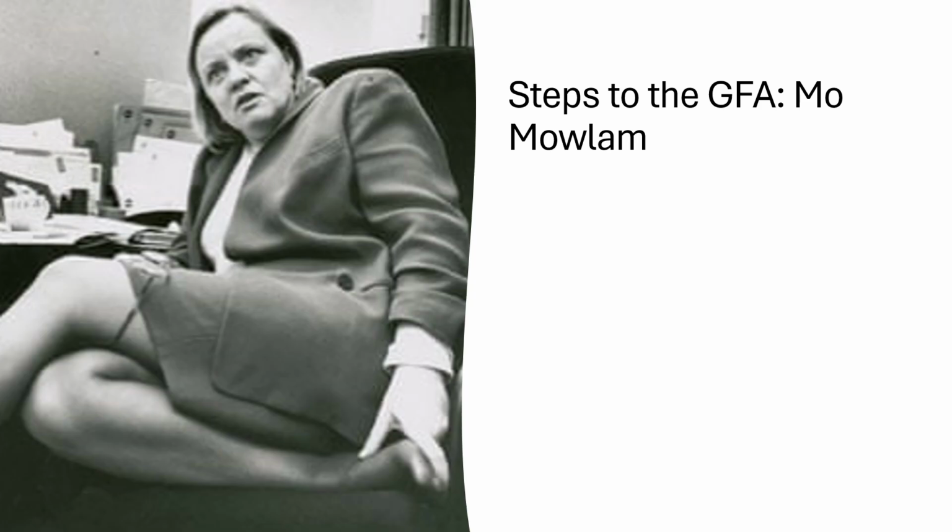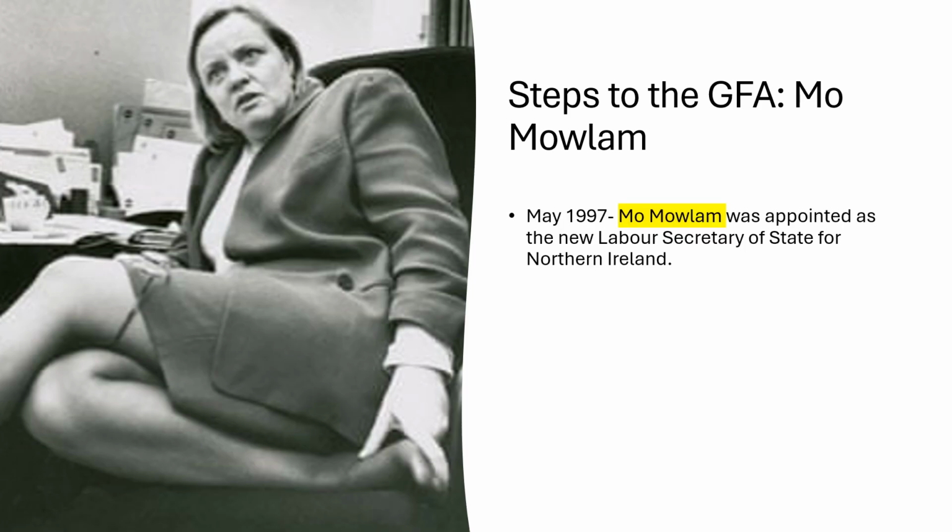Another significant step towards the Good Friday Agreement, and one that is often overlooked, is the appointment of Mo Mowlam as the Secretary of State for Northern Ireland. That is, of course, as you remember from direct rule, the British Cabinet Minister responsible for overseeing Northern Ireland. When New Labour, or the Labour Party, won the 1997 general election in Britain, led by Tony Blair, Blair made a decision to appoint Mo Mowlam as his new Labour Secretary of State for Northern Ireland.